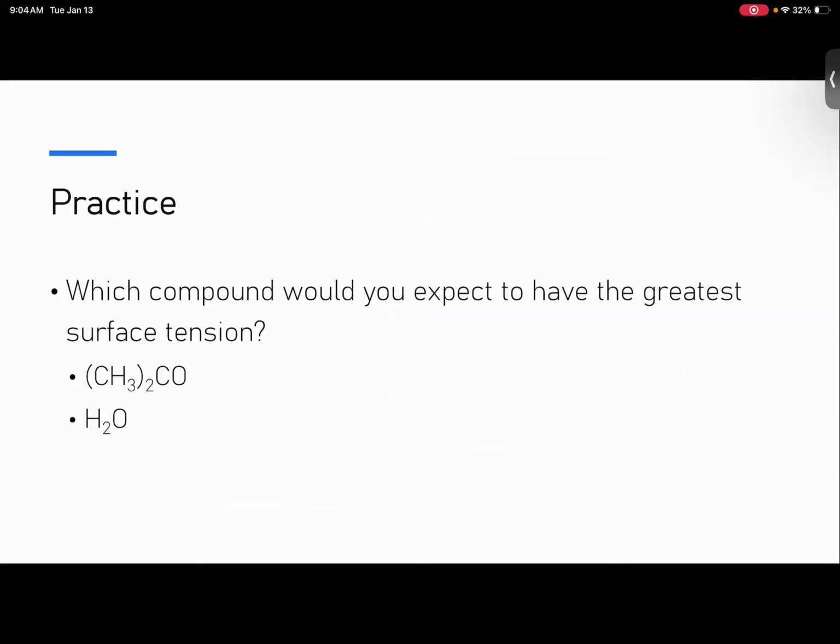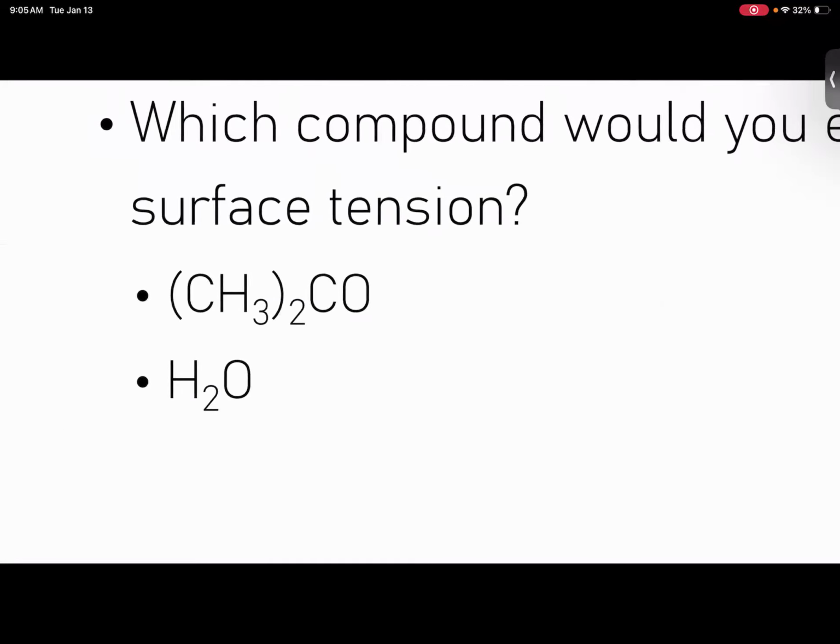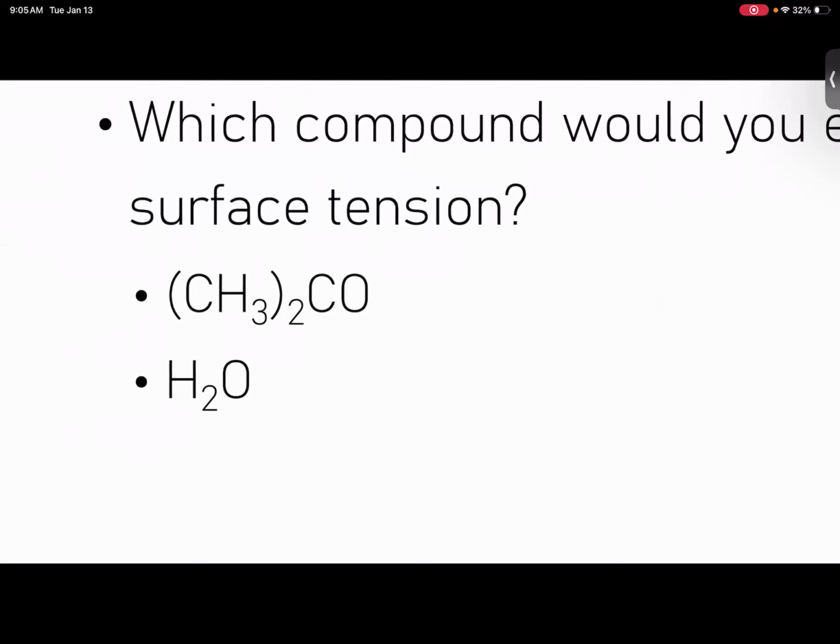So which compound would you expect to have the greatest surface tension? This compound, by the way, I want to just go over how to interpret formulas for those that don't have that experience. What it says is attached to this carbon, you're going to find an oxygen and you're going to find two CH3 groups.